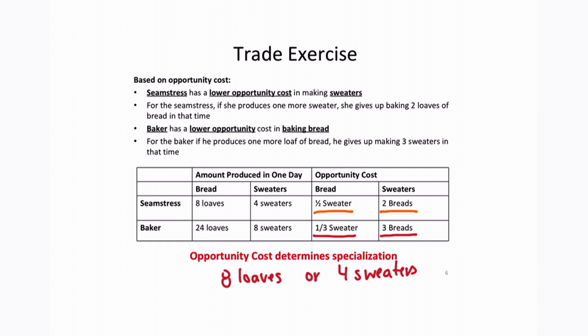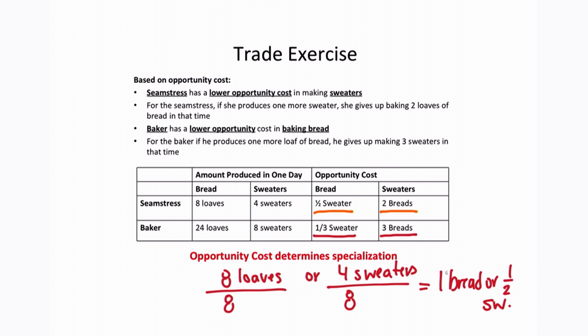So we want to know, if she produces one additional loaf of bread, how many sweaters does she need to give up? So that's going to tell us that she can produce 1 bread or half a sweater. That's how we get the opportunity cost.